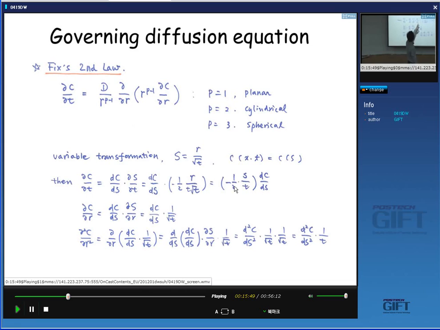Actually, when you look at the final form of the solution, the variables r and t always should have this kind of relation. Otherwise, that cannot be a solution of this diffusion equation. So let's start with this variable transformation. Then the concentration, which depends on position and time, will be a simple one-variable function, right?